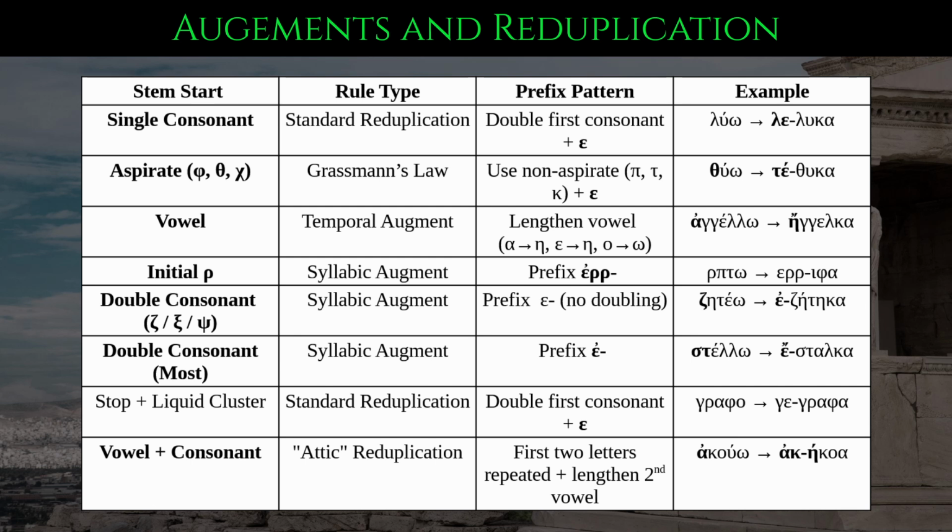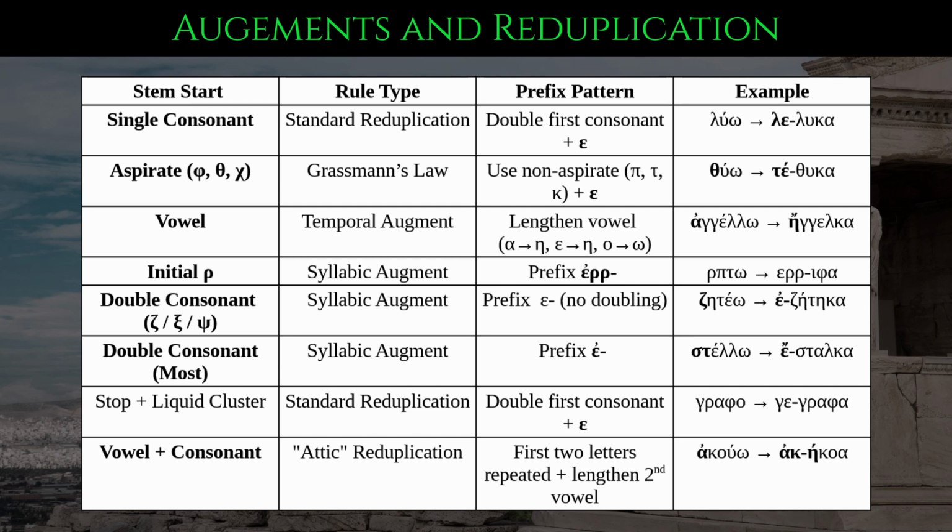Now, at the beginning, I said single consonant except rota. Now, with an initial rota, we have a syllabic augment. But here we have again the rota doubling. So, we have actually the epsilon at the beginning. Thus, the initial rota becomes R with a double rota. For example, Rupto becomes Eripa.